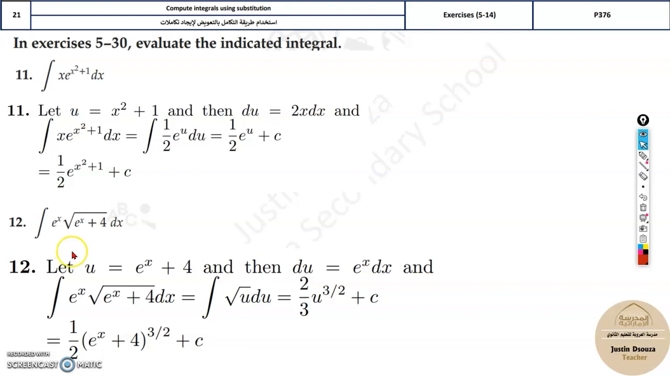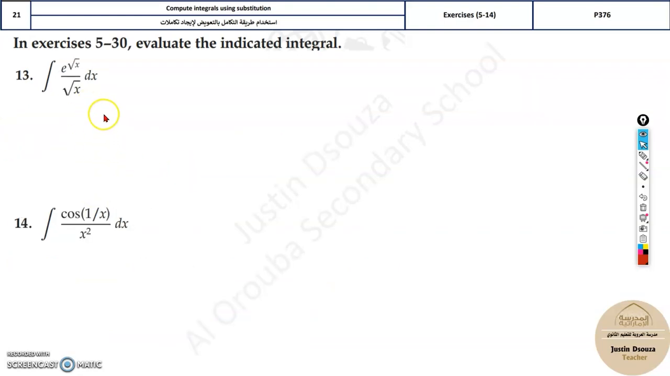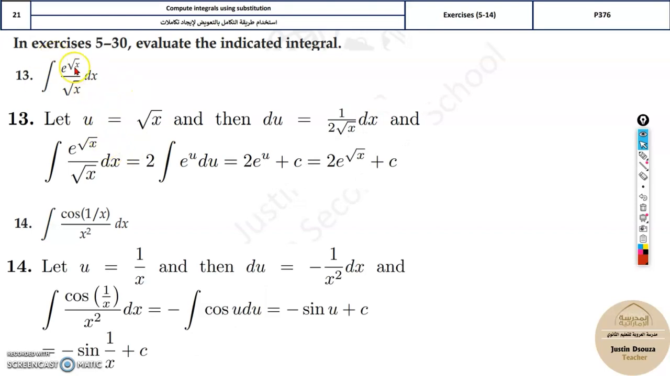So I can't tell you the exact method, though there are some baselines. It depends on the problem and it differs as well. So try to solve more problems and you will easily understand. Over here we had done this initially: square root x was u, and over here whatever was inside cos. Please do the other problems by yourselves and then check for the answers.